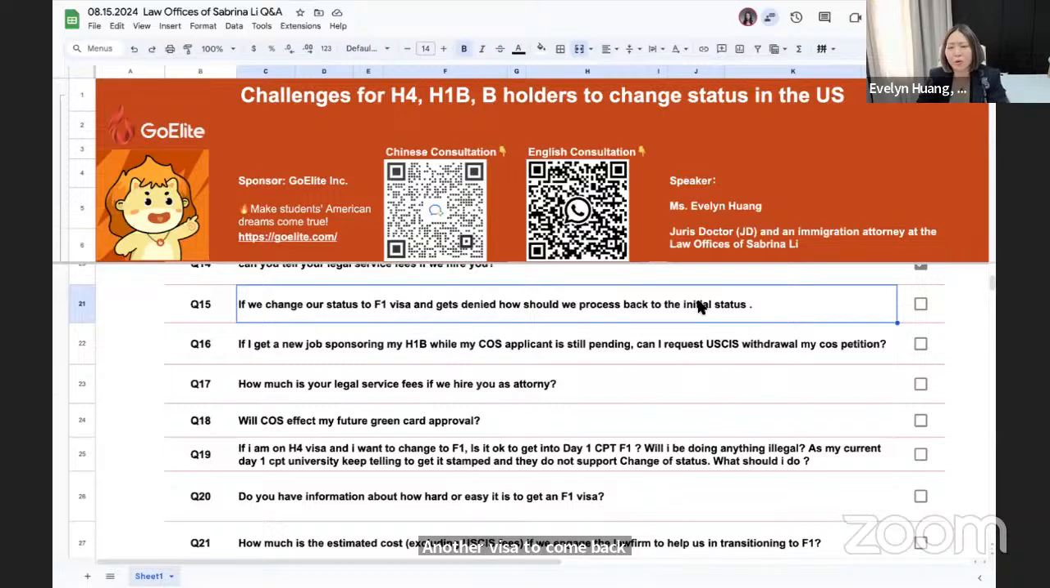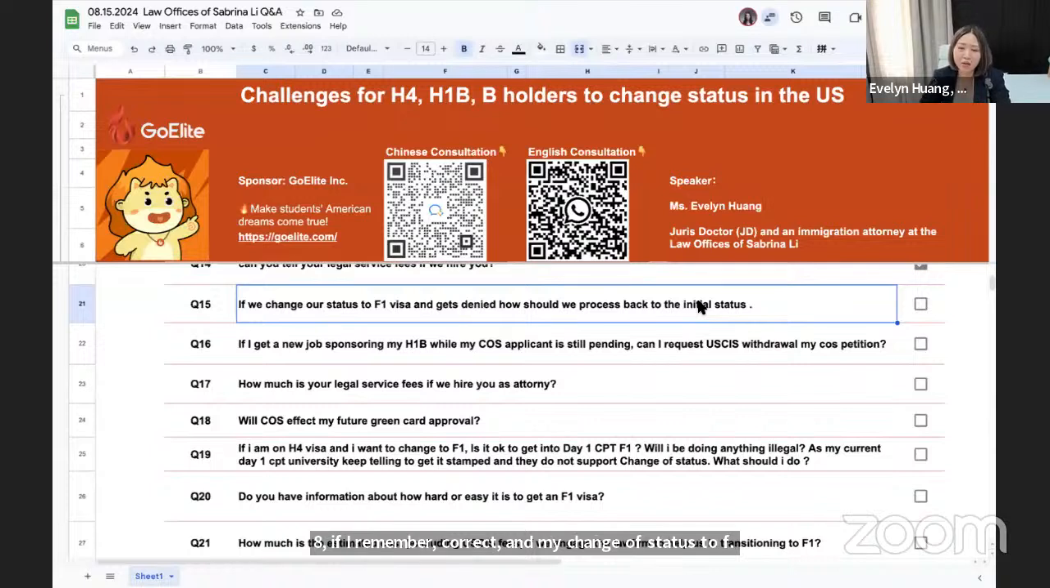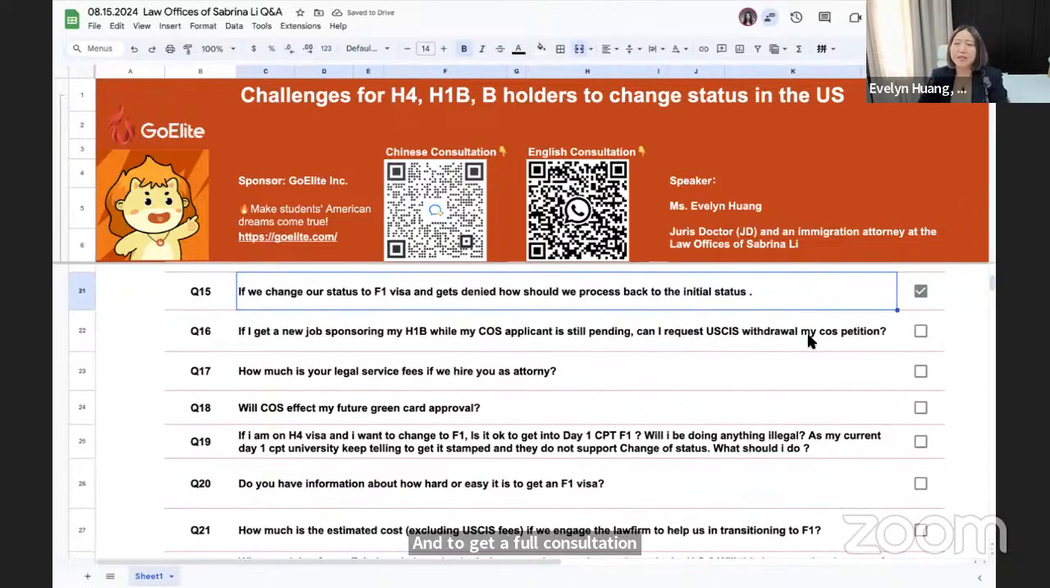If before there was a question saying, if I remember correctly, I'm in H4 and my change of status to F1 gets denied, do I still maintain my H4 status? Yes, as long as you're still eligible for H4, you are still the spouse of an H1B. In this question, I'm not sure what the initial status is while the change of status application is pending. It's hard to provide advice, but I would say if your change of status to F1 is denied, you want to consider if you are eligible for a motion to reopen or reconsider. Fight for your change of status. And of course, we welcome you to contact our firm and get a full consultation based on your specific situation.